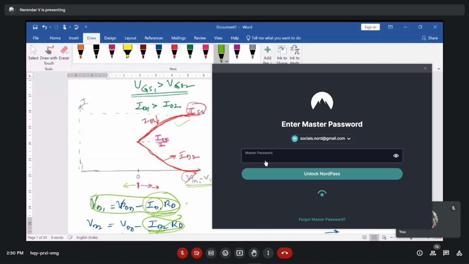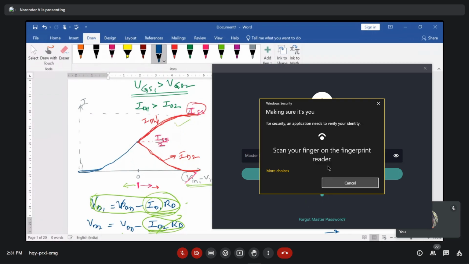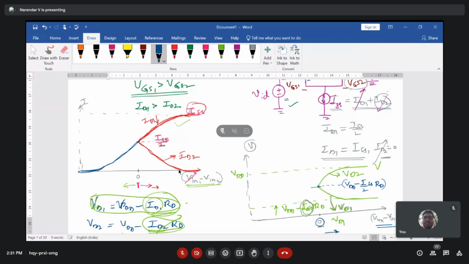Now if it is the reverse case, meaning V input 1 is less than V input 2, then this value will become negative, obviously. If this value is negative and smaller, then what happens to your ID1? ID1 becomes a lesser value and starts to drop. So ID1 drops slowly and becomes 0, something like this. So this is your ID1, and then your ID2 becomes a higher value. So this is your ID2. These are the current and differential input voltage plots.